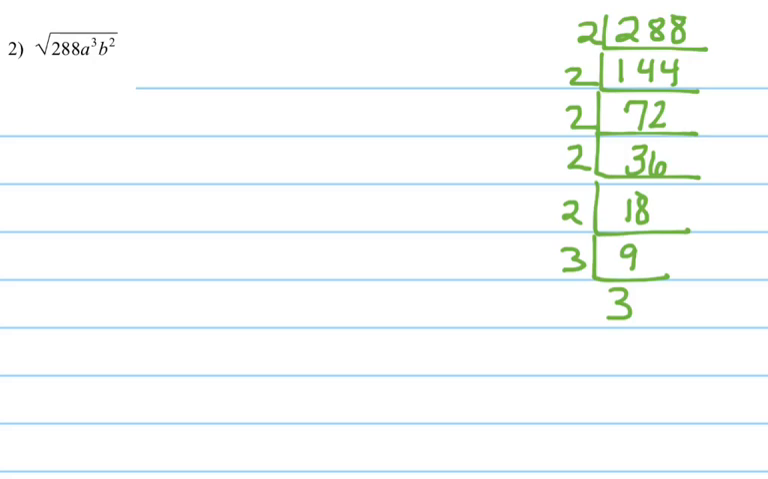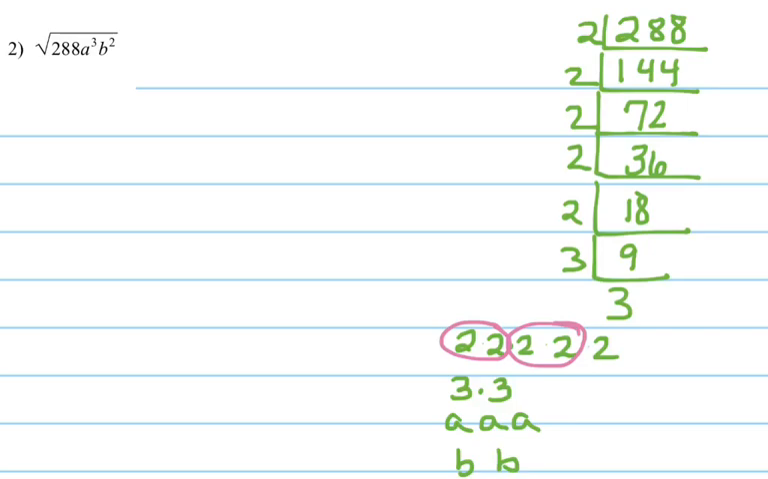So if I was to list out my numbers, I have 5 2s that were multiplied together. I have 2 3s. And then for my variables, I had a cubed, so that's 3 a's, and b squared. So I'm looking for sets of 2 this time, because my group size is 2 when it's a square root. And so I have 2 sets of 2s, 1 set of 3, 1 set of a's, and 1 set of b's.